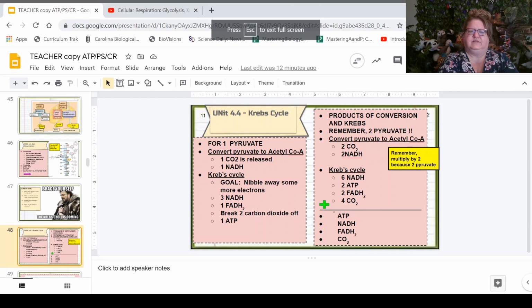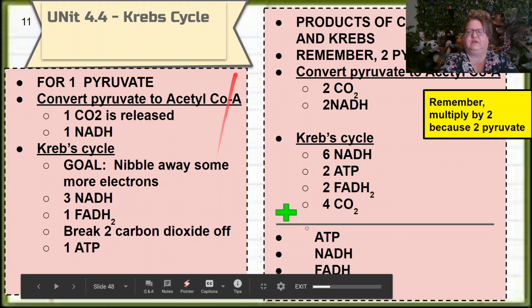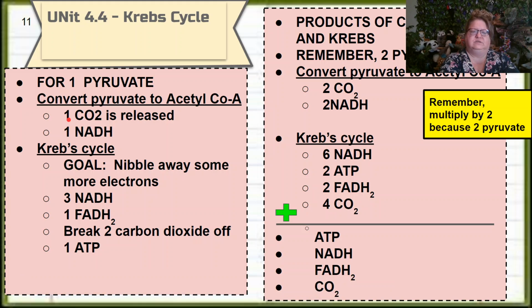Let me go ahead and present this to make this nice and bigger here. So over on the right, what you're going to notice is everything is multiplied by 2. So in the step where we convert pyruvate to acetyl-CoA, 1 CO2 is released. But because we do it for 2 pyruvates, we actually get 2 carbon dioxides. Now, if we do this correctly, we should end up with 6 carbon dioxides. Because remember, that was our equation at the very beginning, 6 carbon dioxide. So you keep me honest here. You watch. Let's see if we do this.